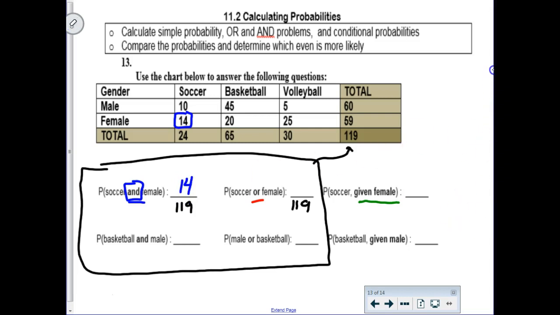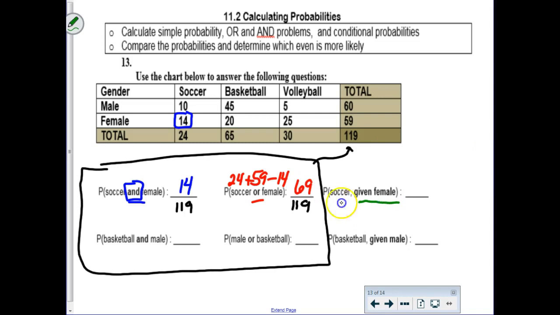Now the next question looks similar, but one tiny difference, but it's a huge difference. It says soccer or female. So what I'd like you guys to do is to tell me all the soccer people plus all the females, and then subtract the female soccer players because you counted them twice. So all of the soccer players are these 24, plus all of the females would be these 59, and then we're going to subtract these 14 female soccer players because you counted them twice. So, oh boy, that should be 69 over 119, which might reduce, I don't know.